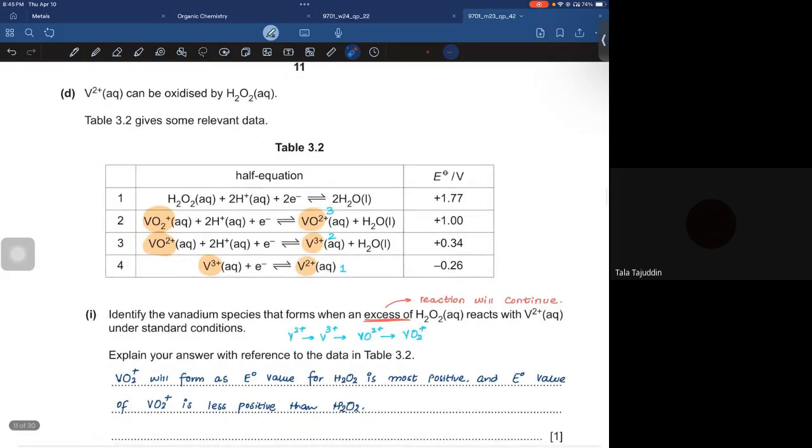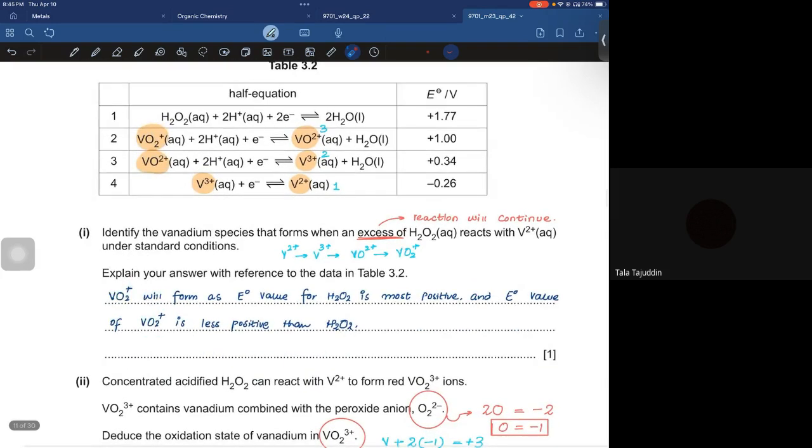Then part D says V2+ can be oxidized by hydrogen peroxide, that is H2O2. Table 3.2 gives some relevant data: 1.77, 0.34, -0.26. Identify the vanadium species that forms when an excess of H2O2 is used. Excess means the reaction would continue, like it would be reacting continuously.